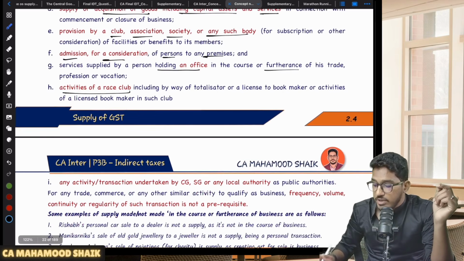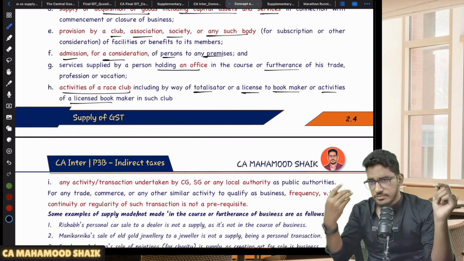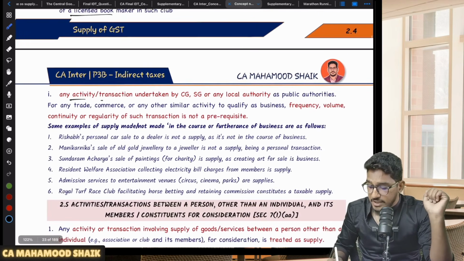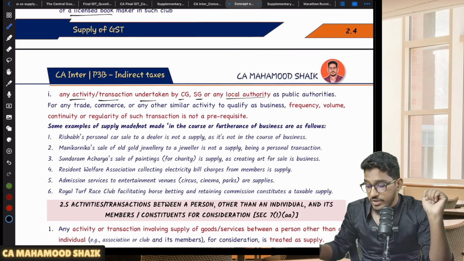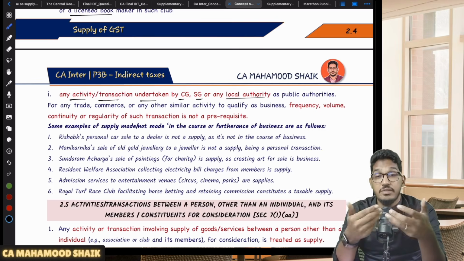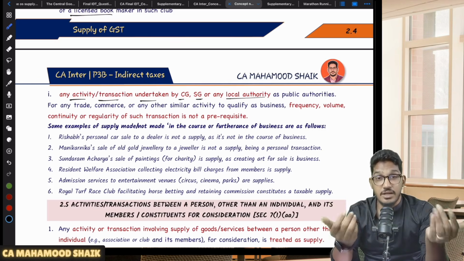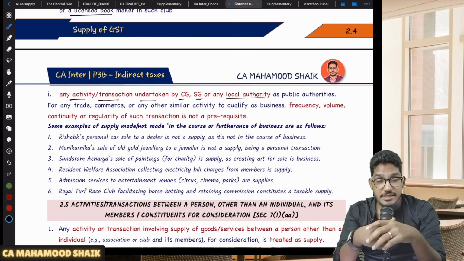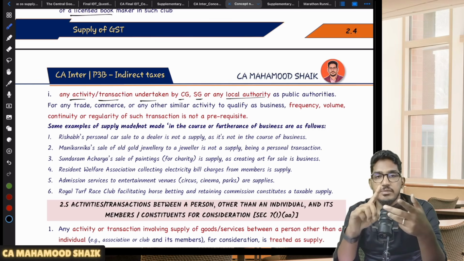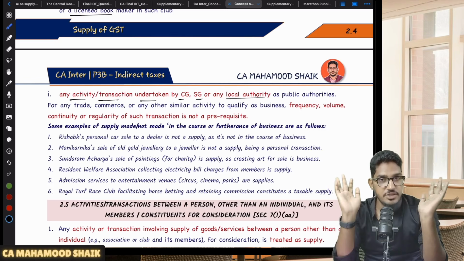Activities of a race club, including by way of a totalizer, licensee to bookmaker, or activities of a licensed bookmaker in such a club. Even horse racing activities are also business. Any activity or transaction undertaken by central government, state government or even local authorities, like giving telecom license, spectrum license, state governments giving mining license, alcoholic liquor license, local authorities granting trade license, even these activities performed as public authorities will fall under the business definition.